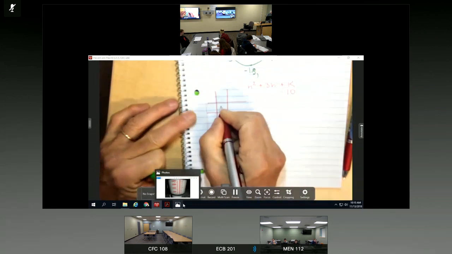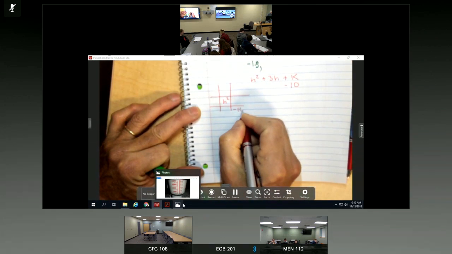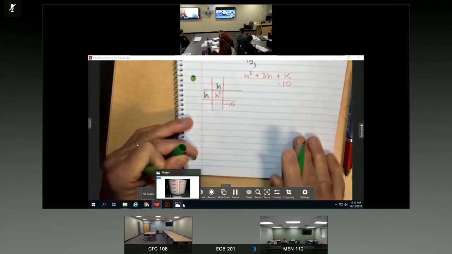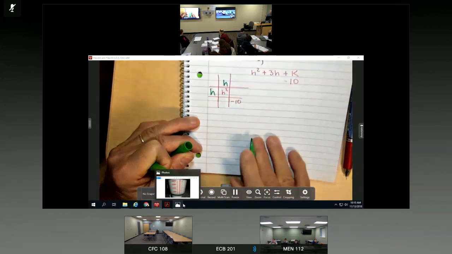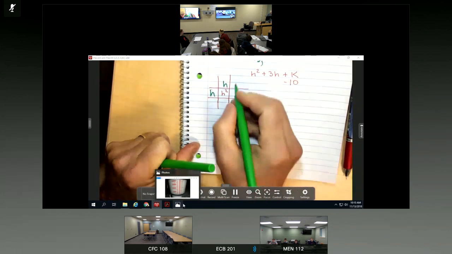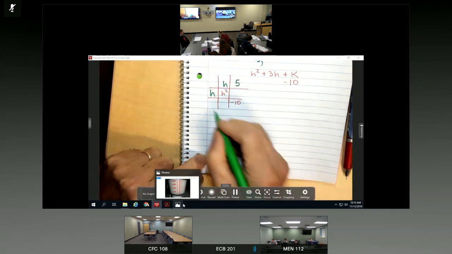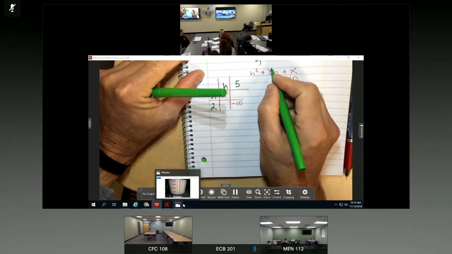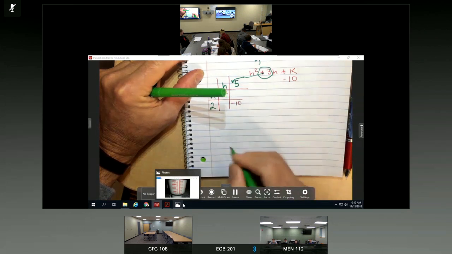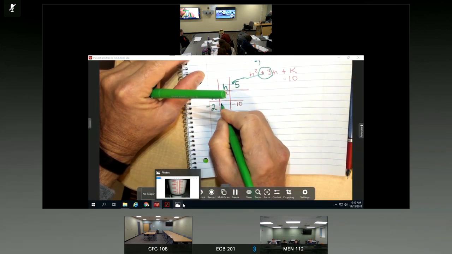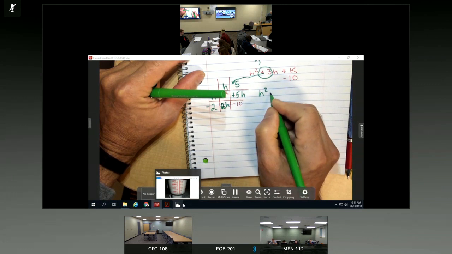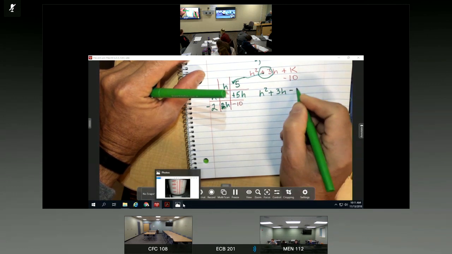So here's our tic-tac-toe. H squared minus 10. Obviously, this part here is going to be h by h. But how do we get negative 10? One of the numbers is going to have to be 5, and the other number is going to have to be 2, correct? But one of them is going to be positive, and the other one's going to be negative. Since this is a positive sign, the bigger one is positive, which makes the smaller one negative. This is negative 2h, positive 5h. And you get h squared plus 3h minus 10.